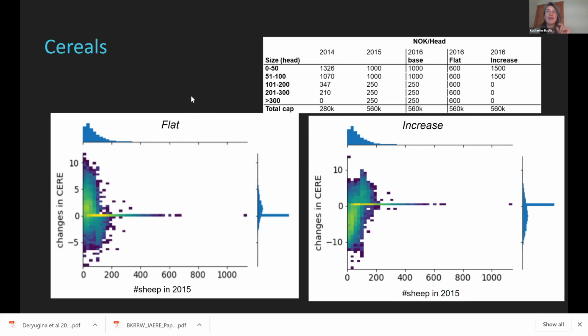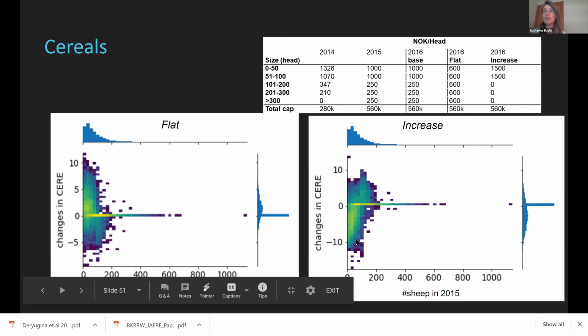For cereals, again, we're picking up some other kind of co-product effects. What you see with the flat subsidies is a bunch of the smaller farmers going into producing slightly more cereals. A lot of them not changing at all. That's a big horizontal line there. Versus if you're increasing the subsidy going to smaller farmers, those guys are getting out of cereal production.